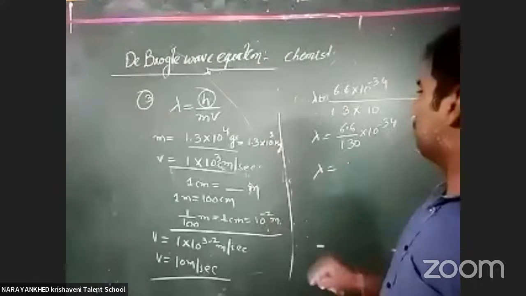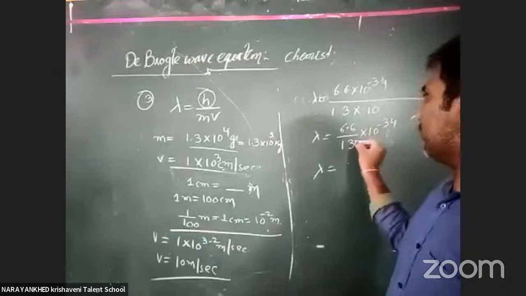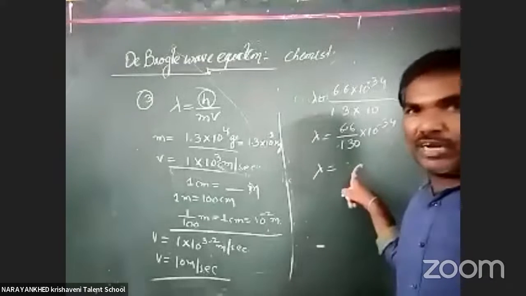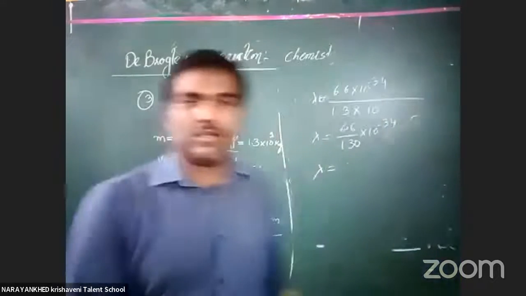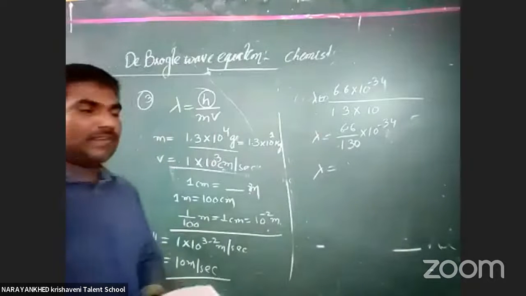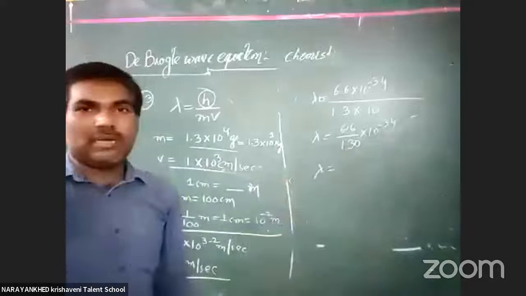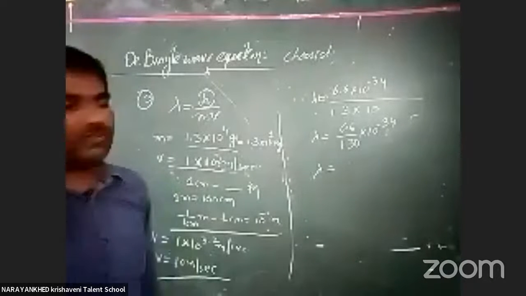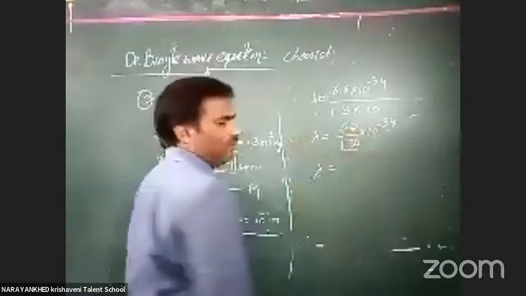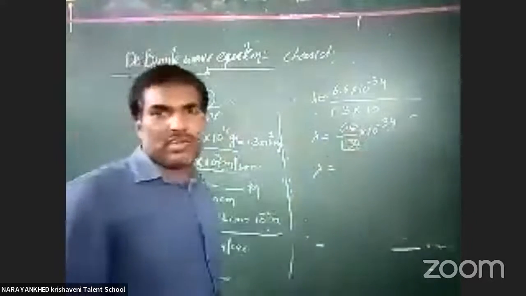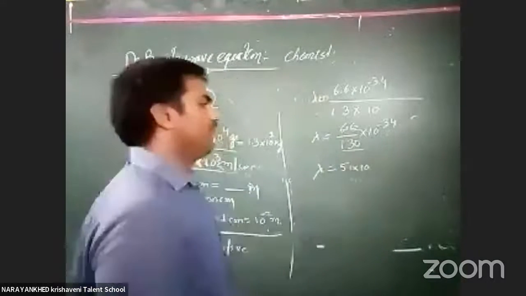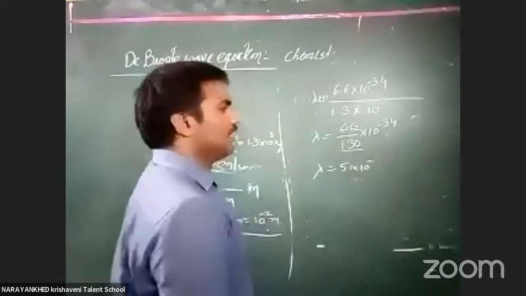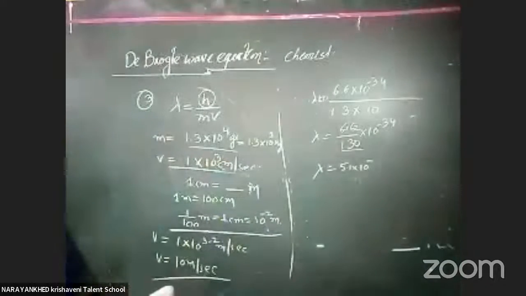Now lambda is approximately 6.6 by 130. Clear or not, all the students? 6.62 by 130. Approximately we get 5.1 into 10 to the power of minus 33 at first. Clear or not, all the students?